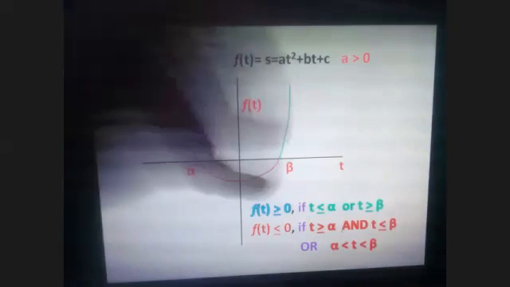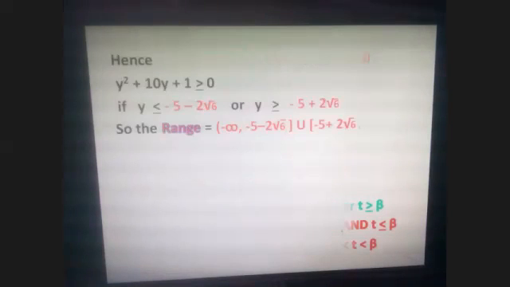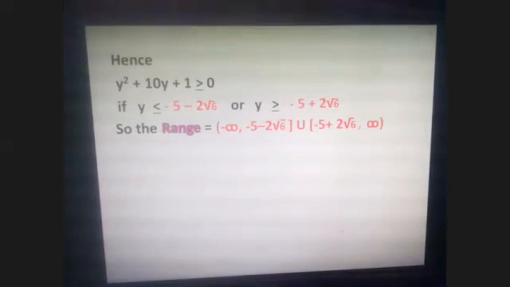Both the values may be positive or negative, that is immaterial. I'm just taking a general case here. Okay, so that is the range of this.